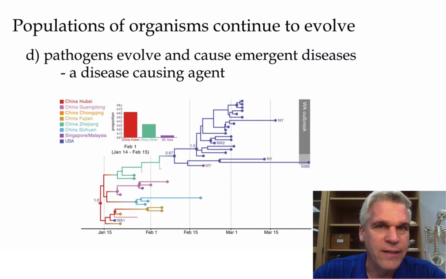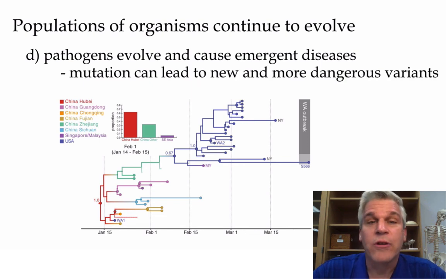Happening very fast. And as it continues to mutate, it's going to lead to even more new and dangerous variants. Is it going to ever mutate so that it can't infect humans? Probably not. It's not how evolution works. So evolution is still happening in all populations. And as long as we continue living in the environment, it's not going to stop.